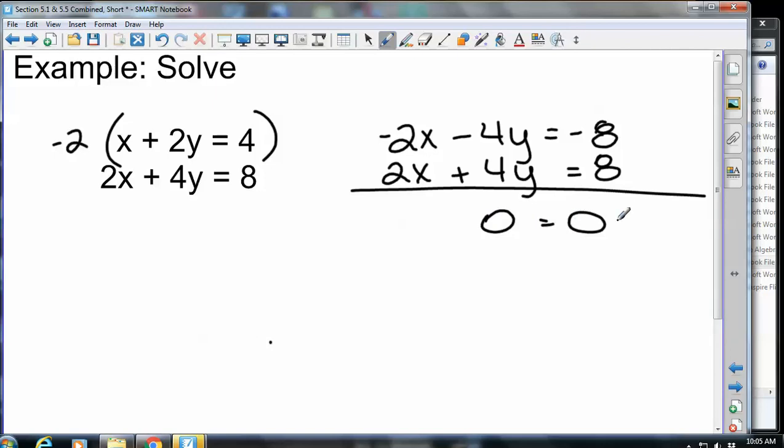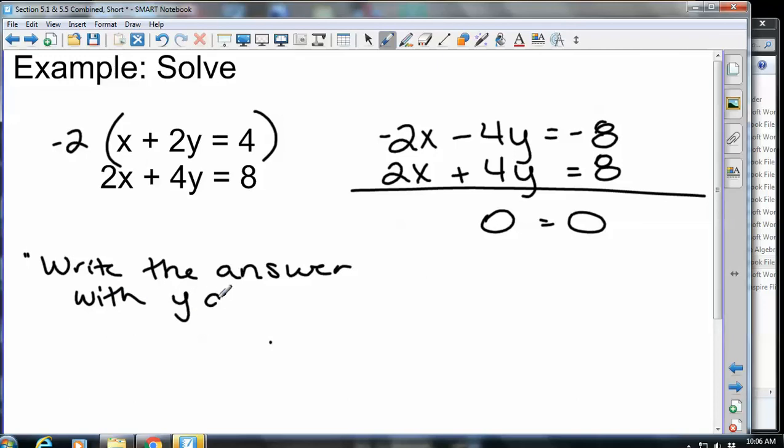In Algebra 2, you just wrote infinite solutions. This is consistent, but they're the same line, so they're dependent. We are going to write our answers a little bit different. What I'm going to usually say in this situation is write the answer with y arbitrary.